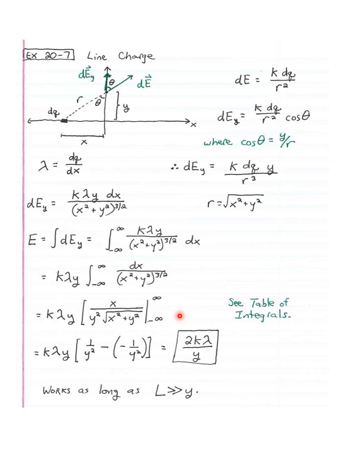And when we plug in for x being infinity and negative infinity, we get 1 over y squared minus negative 1 over y squared. And it comes out to be 2k lambda over y. And again, going from this line with it integrated to making x infinity and negative infinity, be sure to go through it yourself and convince yourself that, yes, actually that does work. And if not, ask me in class. But you should get 2k lambda over y.